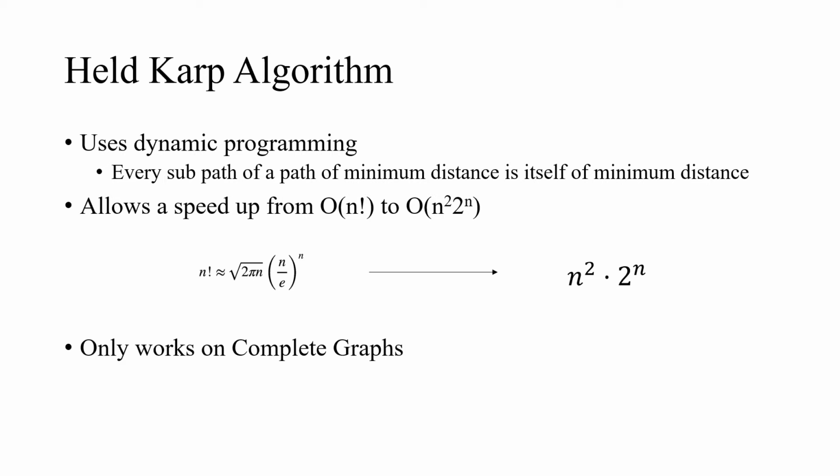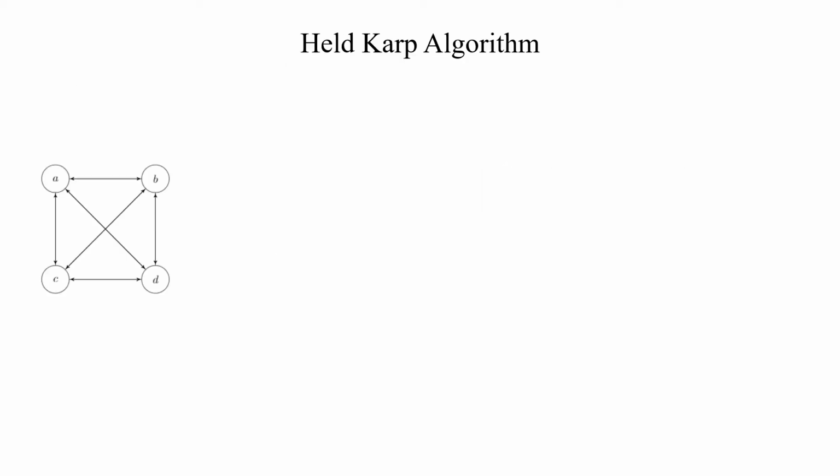We should also note that this only works on complete graphs because our algorithm finds optimal Hamiltonian circuits, and if an edge is missing, then the algorithm may not work.